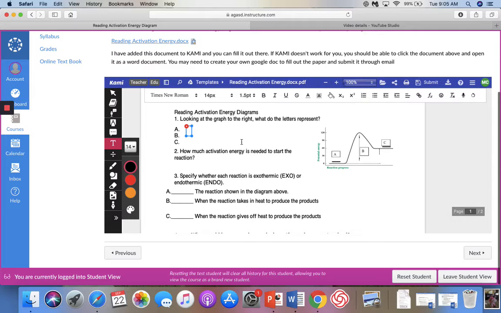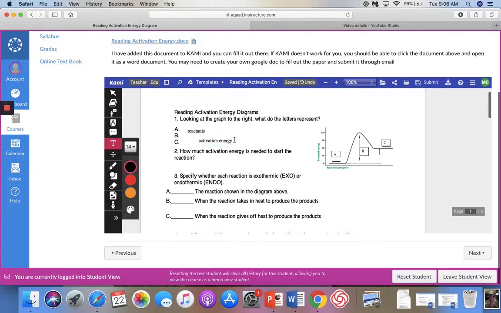So the first question here, looking at the graph to the right, what do the letters represent? So if we're looking at letter A, we're talking about the beginning of the reaction here. What is the beginning of the reaction called? Well, those parts that are reacting are called the reactants. So I would type in reactants there. And then you would need another text box for B. So B is referring to this arrow that goes up and down. That's going to be your activation energy.